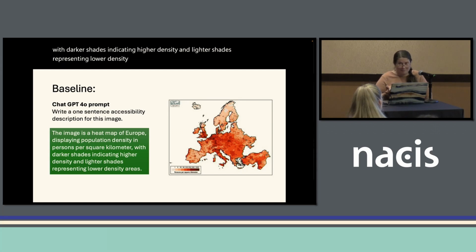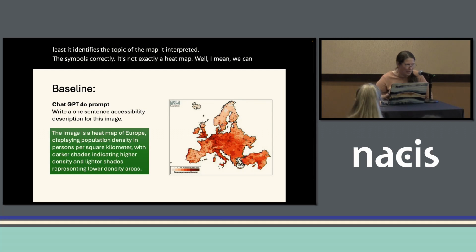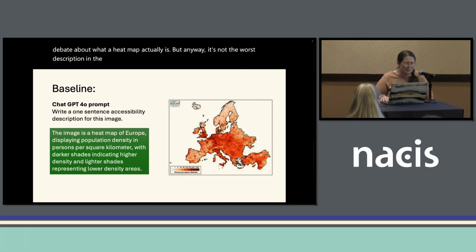That's actually not horrible. At least it identifies the topic of the map. It interpreted the symbols correctly. It's not exactly a heat map, well, we can debate about what a heat map actually is, but anyway, it's not the worst description in the world. So it actually does a reasonably good job for this very simple map. If we give it a more complicated map, it does a less good job.